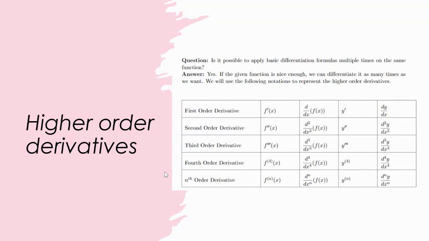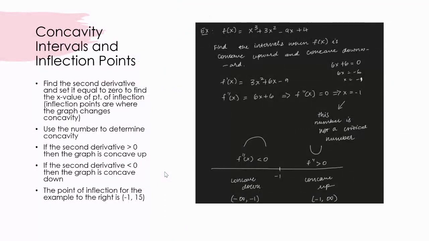And then we will move on to concavity and inflection points. On the left here, I have the steps to go through concavity and how I like to find the inflection points. And then we'll look at the example on the right. The first thing that you'll do is find the second derivative and set it equal to 0 to find the x value of the point of inflection.